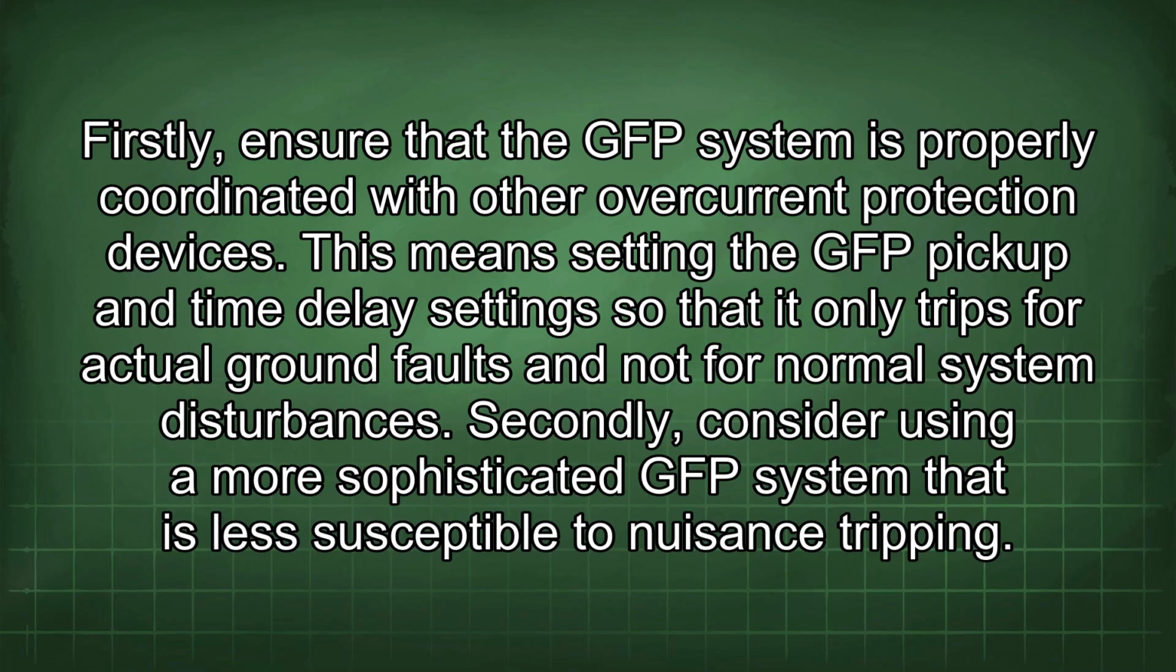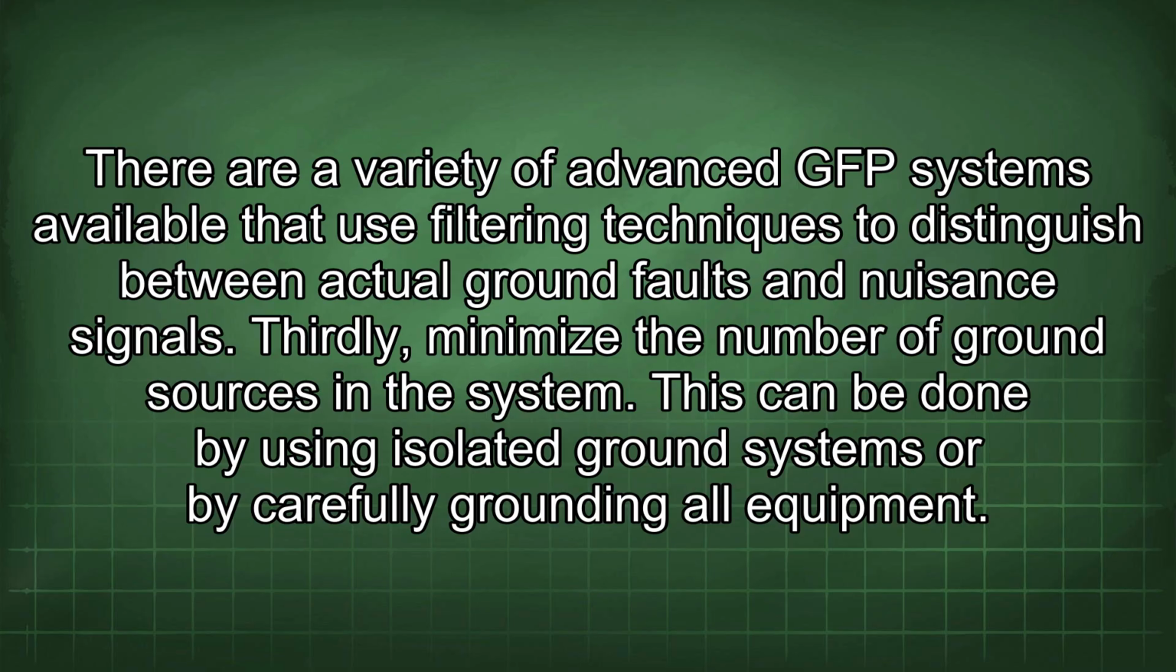Secondly, consider using a more sophisticated GFP system that is less susceptible to nuisance tripping. There are a variety of advanced GFP systems available that use filtering techniques to distinguish between actual ground faults and nuisance signals. Thirdly, minimize the number of ground sources in the system. This can be done by using isolated ground systems or by carefully grounding all equipment.